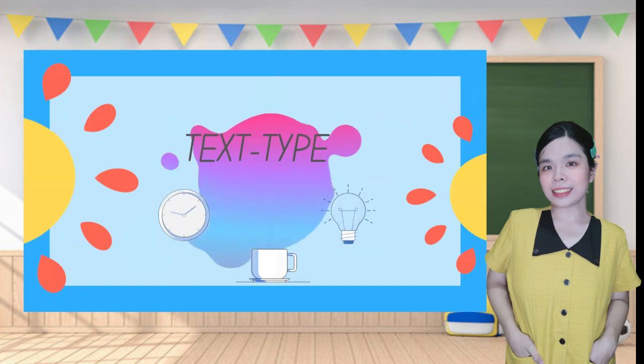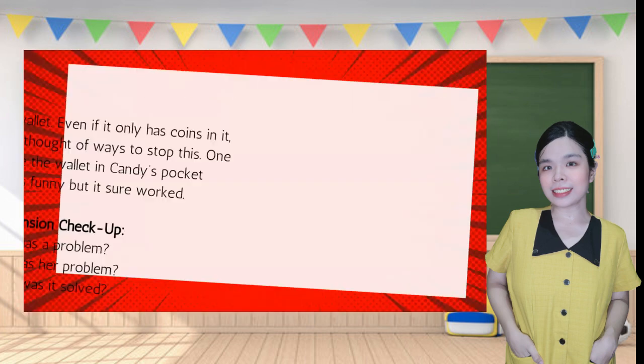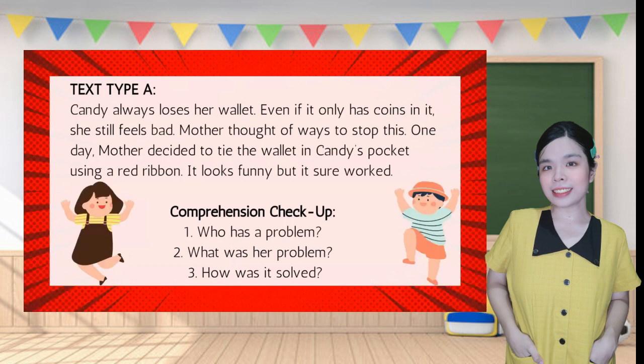So now, let us first define what is the meaning of text type. When we say the word text type, it refers to the classification and definition of the way a text is written, such as its structure, purpose, and language features. So these are the examples of different text types.